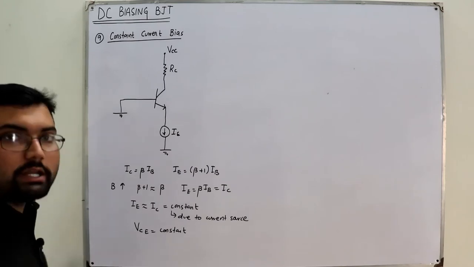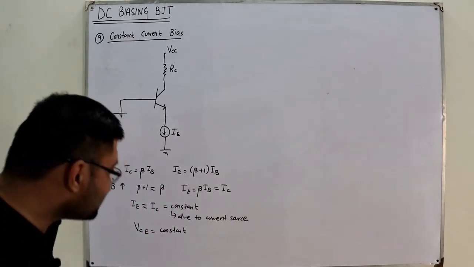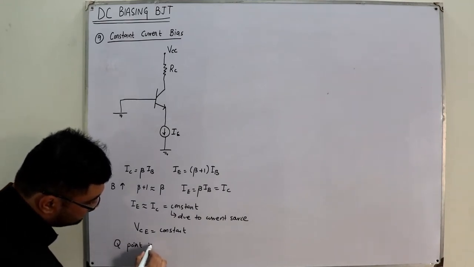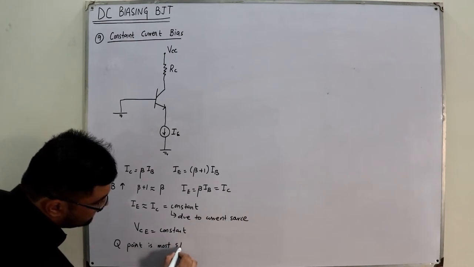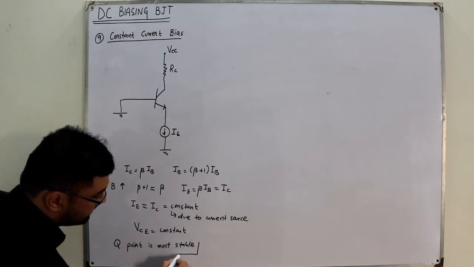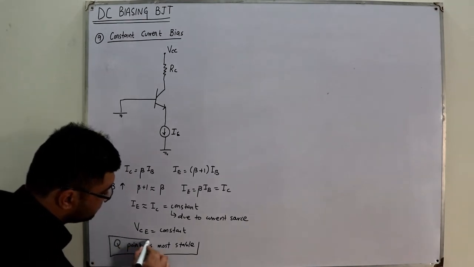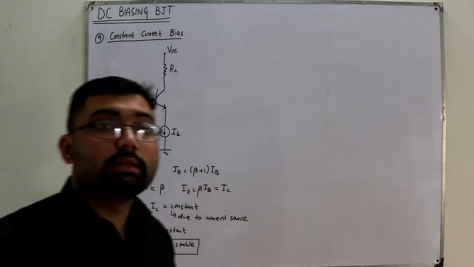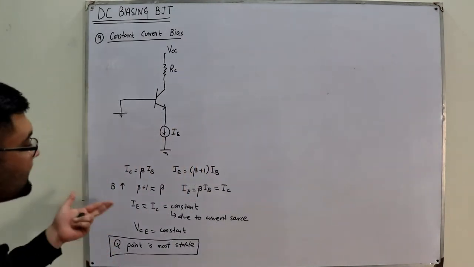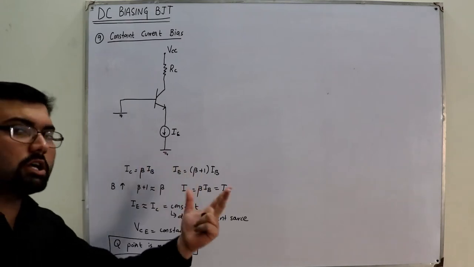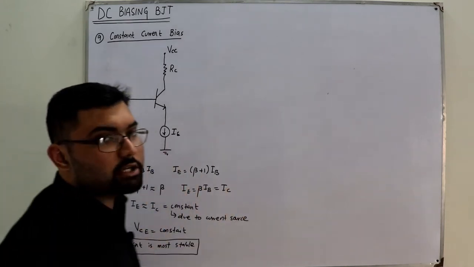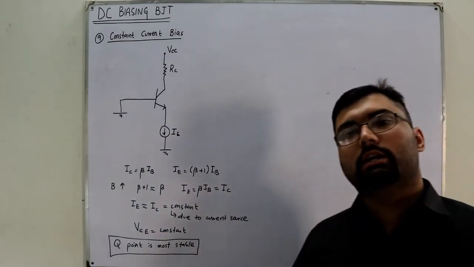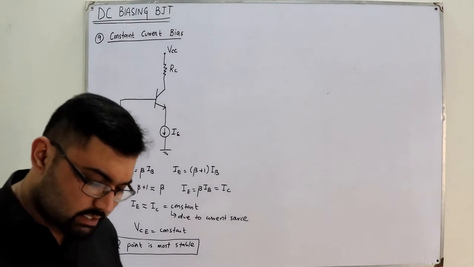So does this not mean that the Q point is at a constant position? Yes. The main thing is that the Q point is most stable. This is the most stable configuration of the biasing networks that we have studied. Why? Because the collector current and the emitter current have a constant value, and VCE is at a constant value, which means the Q point has a constant value. The effect of temperature is not affecting it.